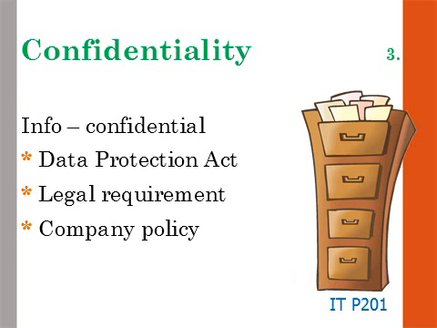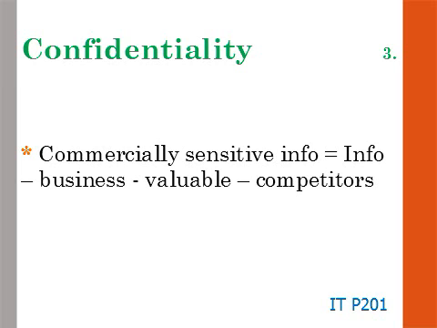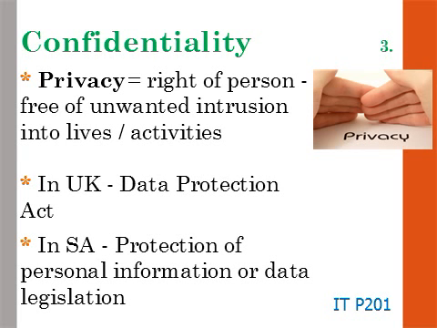3. Some information that the business will handle will be confidential, because of the Data Protection Act, or because of a legal requirement, or because of company policy. Commercially sensitive information is information about the business that may be valuable to their competitors. Privacy is the right of a person to be free of unwanted intrusion into their lives and/or activities.